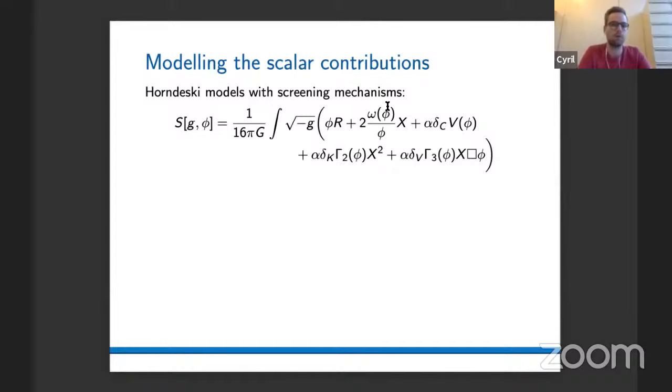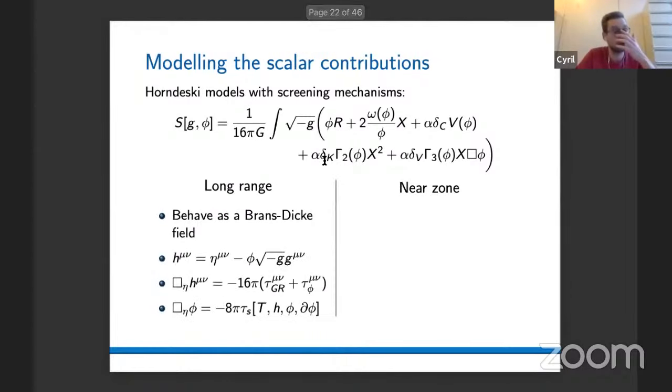So typically, if you want to work with a theory that has a chameleon screening mechanism, you would take delta C equal to 1 and the rest equal to 0. And similarly for camouflage, for example. And this parameter alpha is what is called a scaling parameter, and it will tell you how strong the screening mechanism is depending on its value.